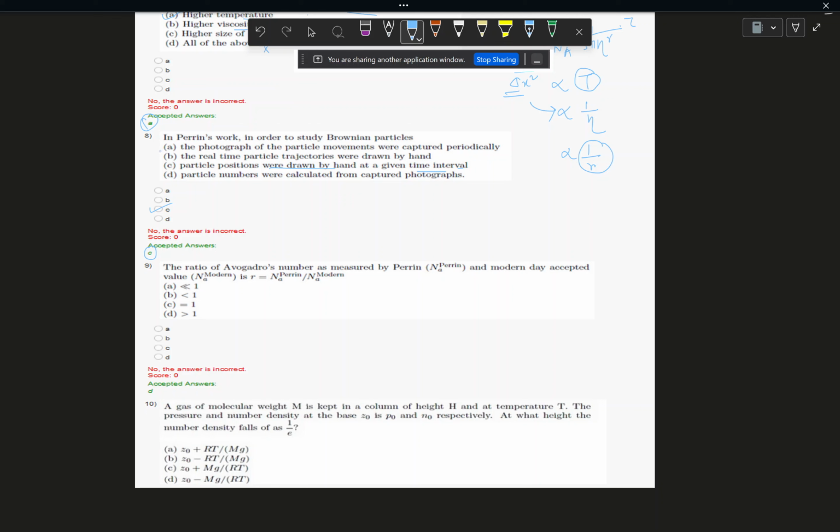So you can see options A and D tell you that Perrin took photographs, and from the photographs he captured the movements or positions of the particles. Options B and C focus on the idea that he manually, by hand drawing, took the trajectory and current position of the particles, and not by capturing photographs. The only difference between options B and C is that in C it is particularly mentioned that the drawing is taken after a certain time interval, which is not explicitly mentioned in B.